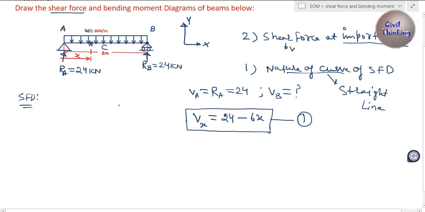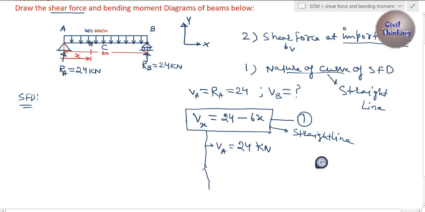Let me show how. Now let's find the shear force at A, VA. At A, what is the value of x? X begins from A, so here at A the value of x is 0, right? So it is 24 minus 6 multiplied by 0. This is 0, so therefore at A the shear force is 24 kilonewton, right? And let me write here, this is a straight line.